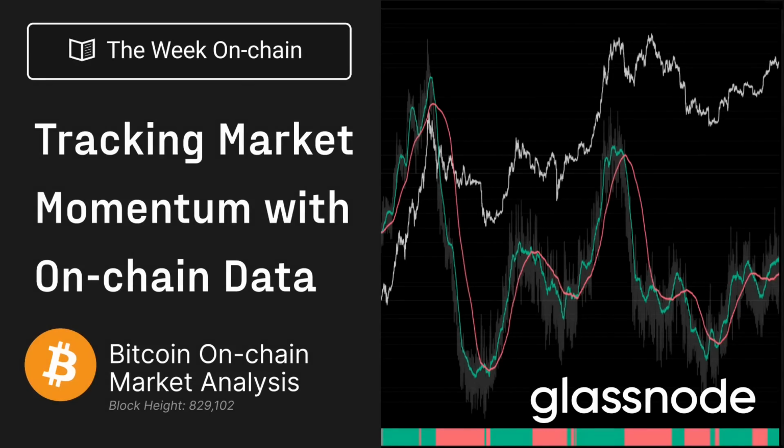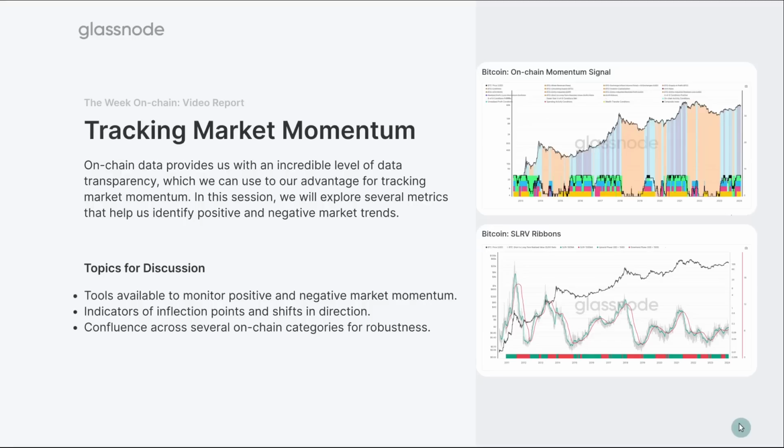So what we're looking at today is market momentum. We're going to be looking at this across several different on-chain metrics and really how we can use data to help identify positive trends, negative trends, and importantly, inflection points. When do we get the market starting to shift and the tides start to turn? Now, some of these are going to be on faster time frames, some of them are on more macro time frames. But really the idea is just to demonstrate how we can use on-chain data to spot which way the tide is going and when the tide starts to turn.